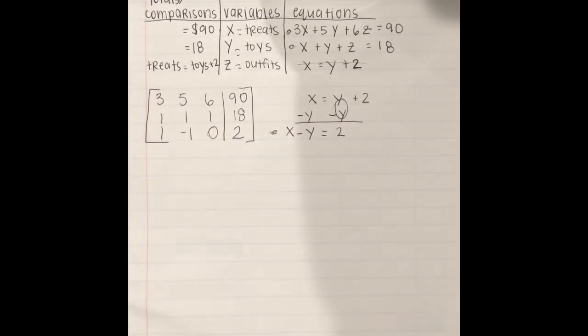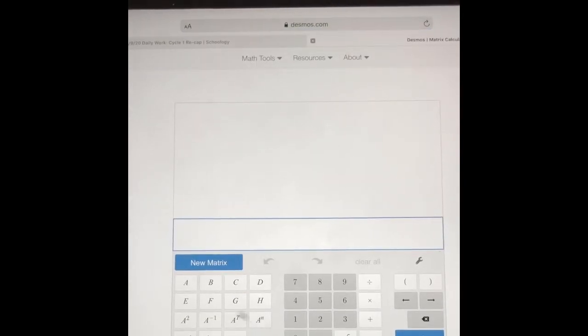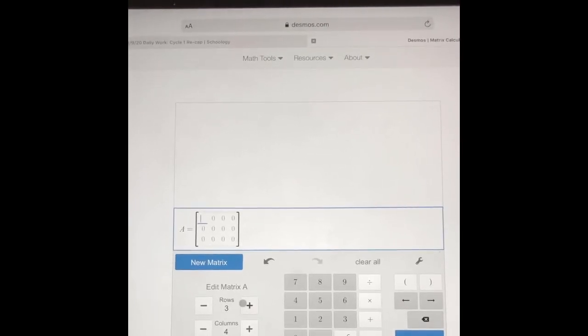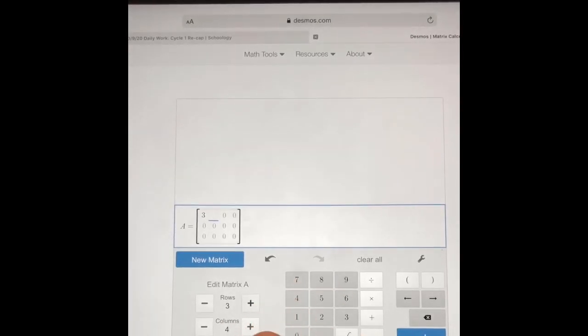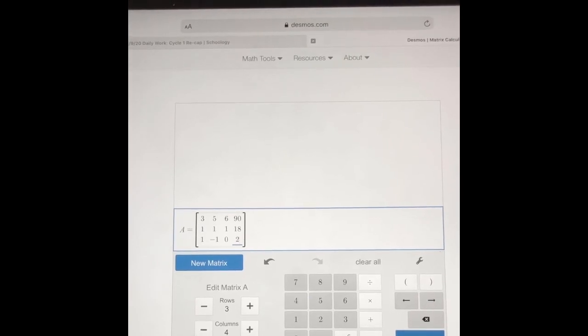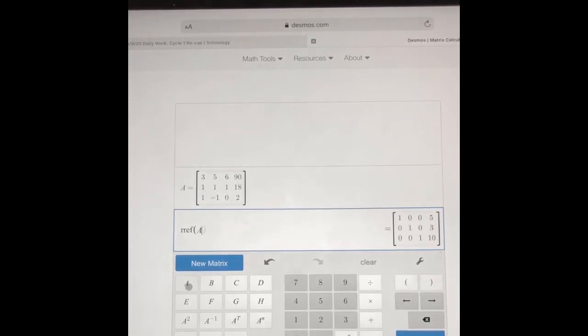Okay, and then let's plug it in our matrix. All right, so into desmos.com/matrix, and we're gonna do new matrix, and we want to have 3 rows and 4 columns, and then we'll put our numbers in. So $3 for dog treats, $5 for dog toys, $6 for outfits, so we spent $90. Then 1 X, 1 Y, 1 Z for a total of 18 items, and then we had 1, negative 1, 0, and 2. So we hit enter, and then we hit RREF, and this is for matrix A.